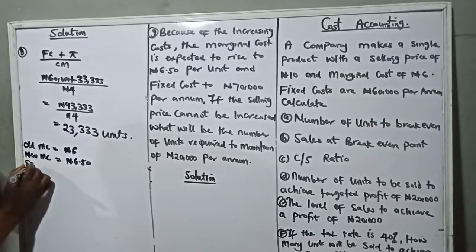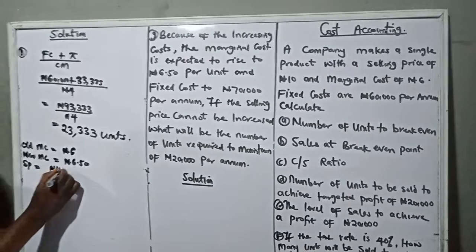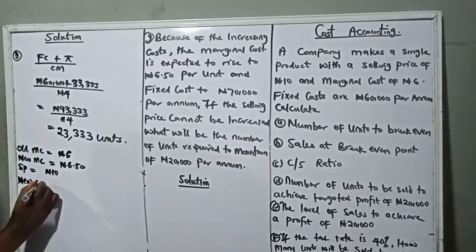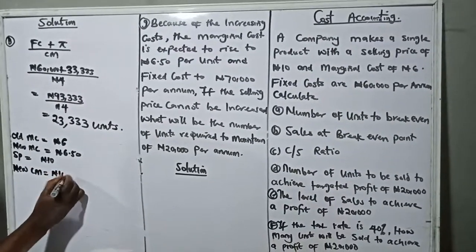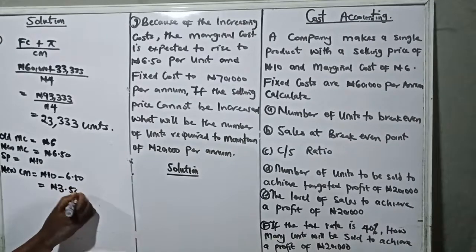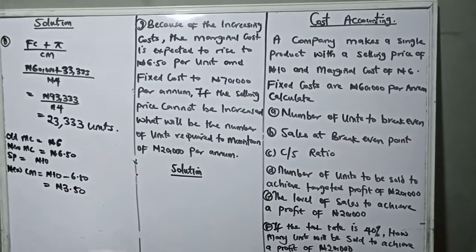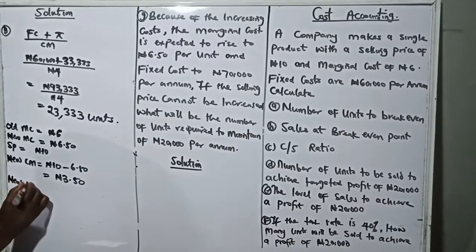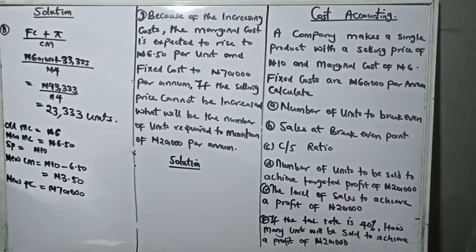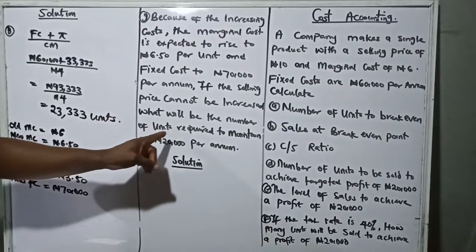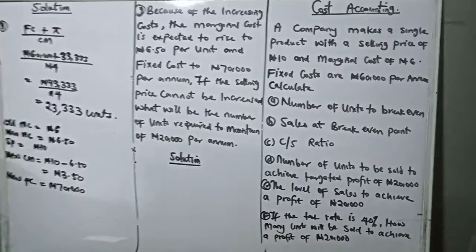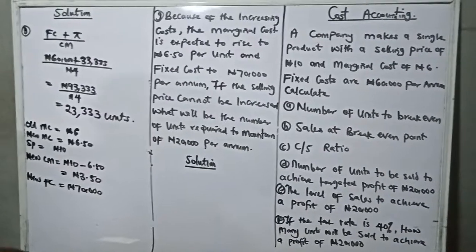So we have our selling price to be 10 naira. That means we are going to have a new contribution margin, a new CM. That will be 10 naira minus 6.5, which gives us 3 naira 50 kobo. That's our new CM. Then we have our new fixed cost, which is 70,000 naira. Now, what is the requirement? What will be the number of units required to maintain a profit of 20,000 naira per annum?